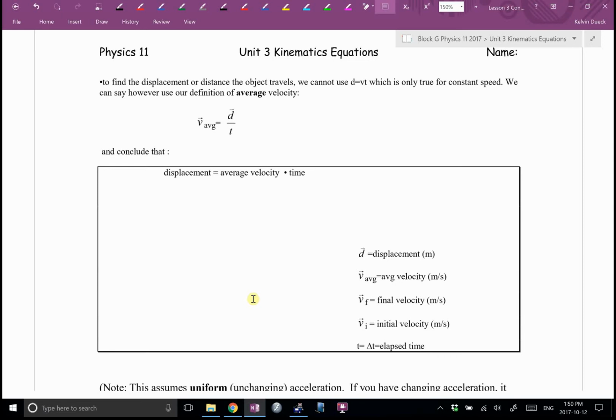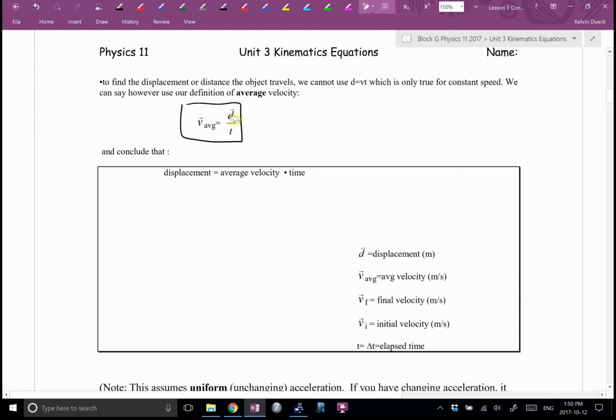Now we can. First of all, we said that average velocity is equal to distance over time. I want to get the displacement by itself. See the displacement there? See the D, see the D, see the D? What else is on the same side as the D?